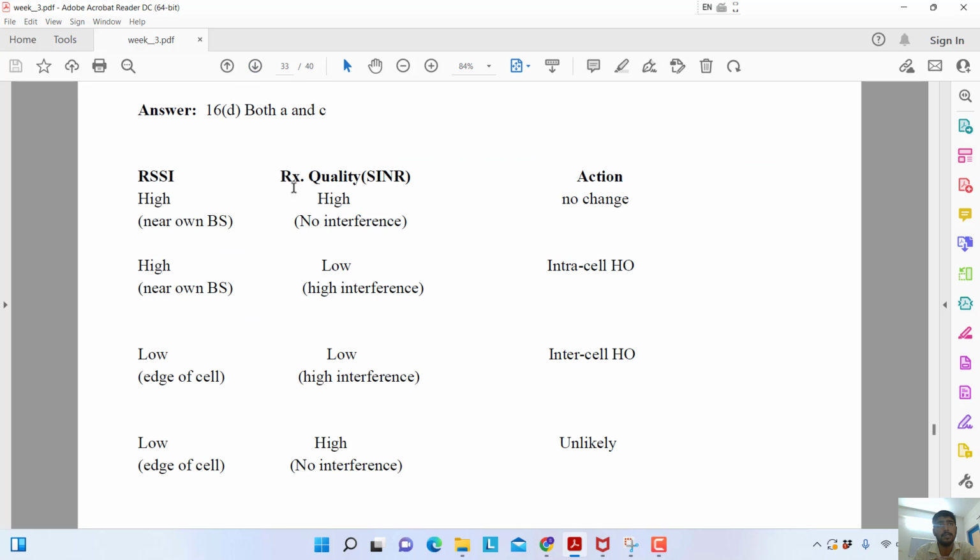This is the very same explanation that I gave in the previous question. So our scenario is high RSSI and low receiver quality. For this we will change the channel, so we will use the intra-cell handoff.